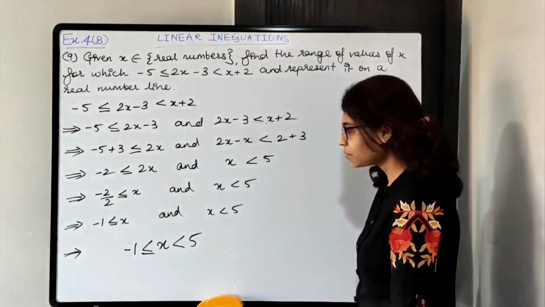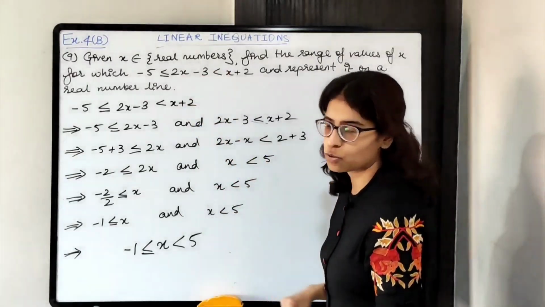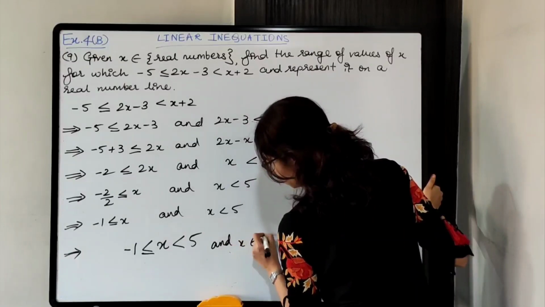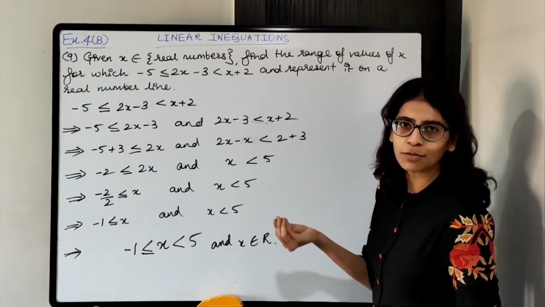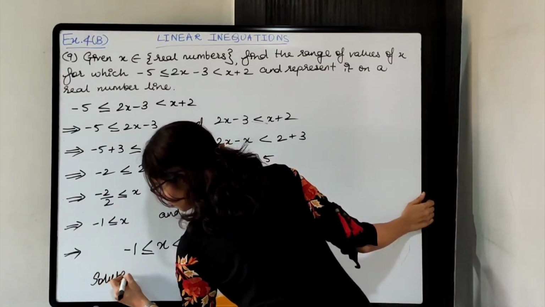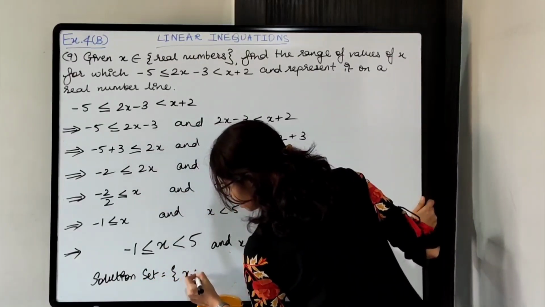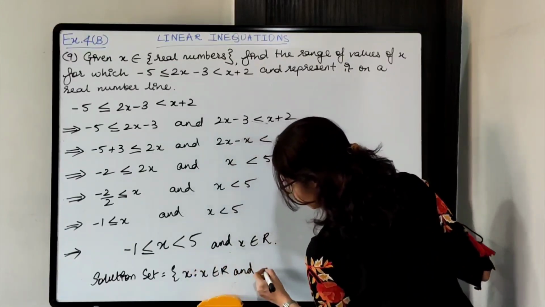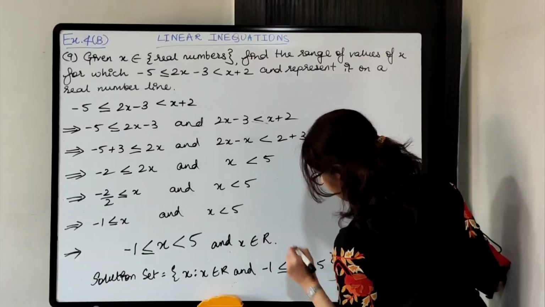Okay, now x belongs to the set of real numbers. It is given over here, so write down and x belongs to R. So solution set you will write in the form of set builder form. Okay, so solution set will be x such that x belongs to R and the condition part. So condition है -1 less than or equal to x which is less than 5.